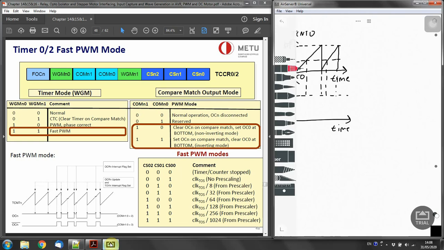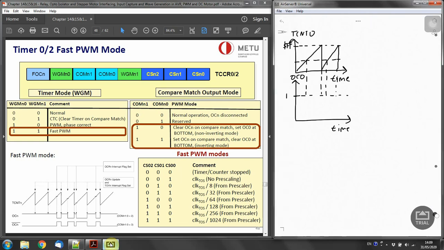So how are we going to draw the OC output? Start with logic 1, that goes down when OCR is reached, so compare match has occurred. So we cleared the OC0 pin, and then up to next, this is going to be 0. When it reaches the top, it goes back to 1 for a short amount of time, then we have another compare match, so it clears back again and stays 0 until it reaches the top, and then we set it again. So this is non-inverted operation for the PWM.